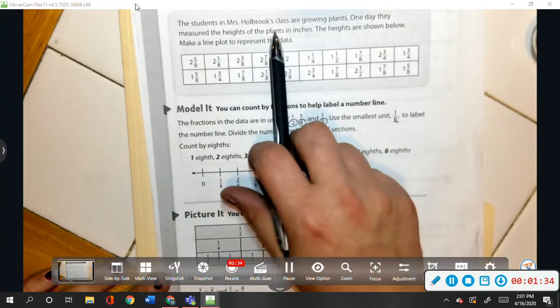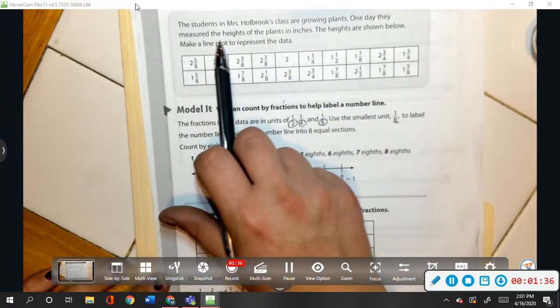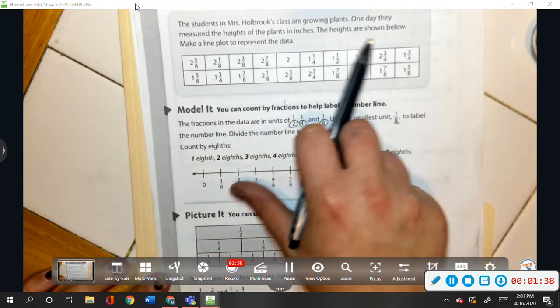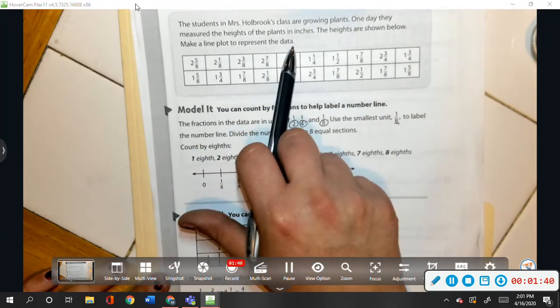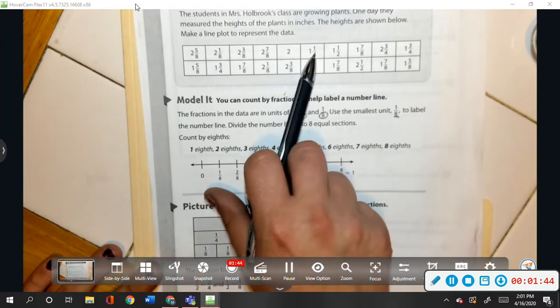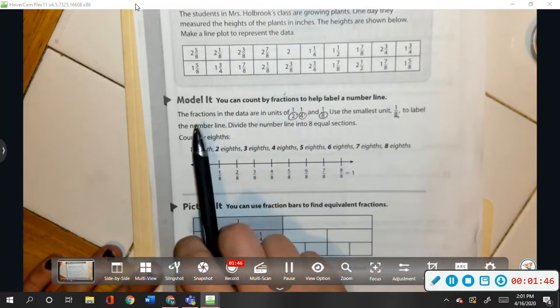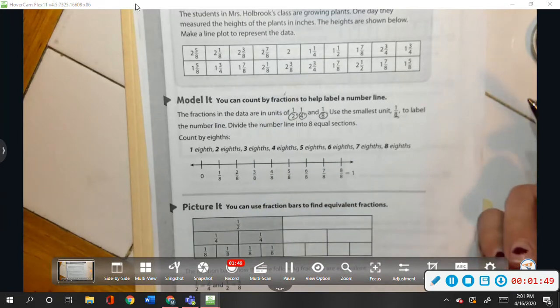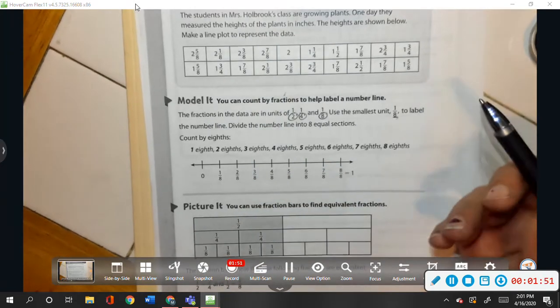The students in Miss Holbrook's class are growing plants. One day they measured the heights of the plants in inches. The heights are shown below. Make a line plot to represent the data. So we have all of this data. These are the heights of the plants in the classroom. They're telling us we can use a number or use fractions to label our number line.